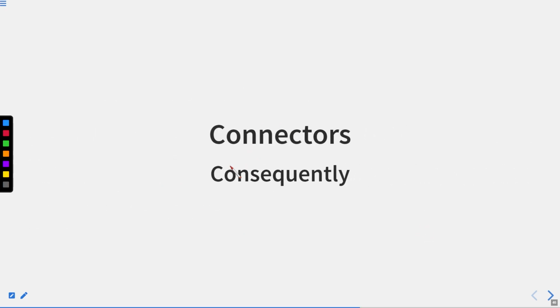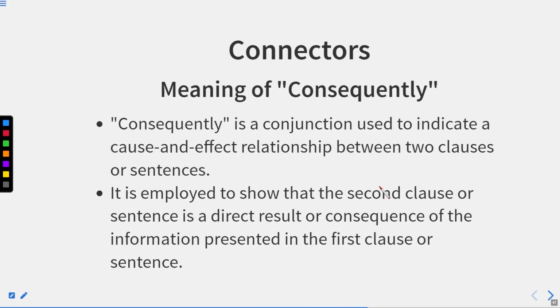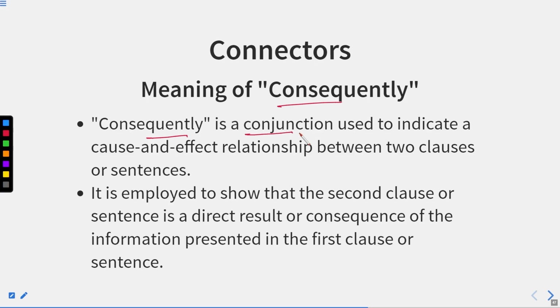Now we'll discuss another connector, that is consequently. Consequently appears to be made of the word consequent. What is consequent? Consequent means result. And if consequent means result, it means consequently means finally, or as the result of. Eventually, consequently, these are similar words. Meaning of consequently: consequently is a conjunction used to indicate a cause and effect relationship between two clauses or sentences that shows the result or the effect.